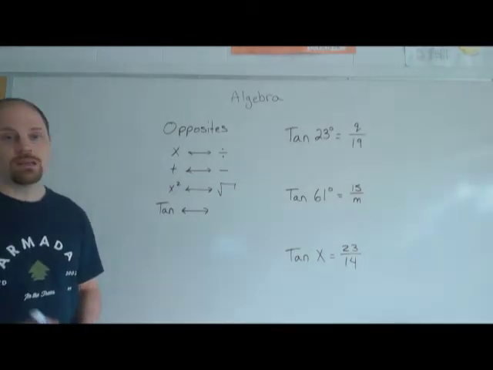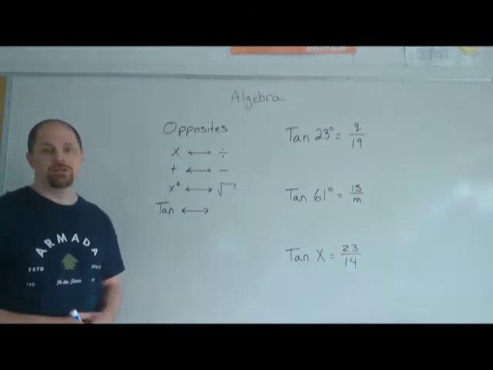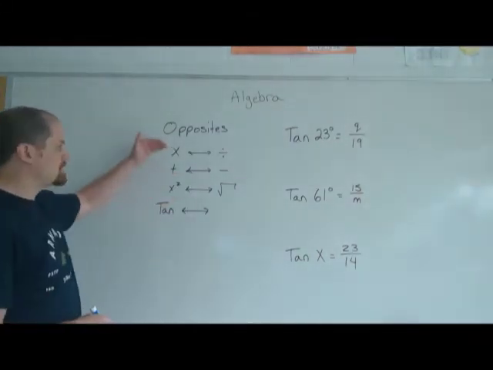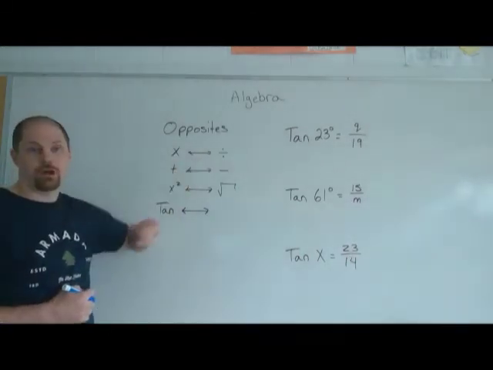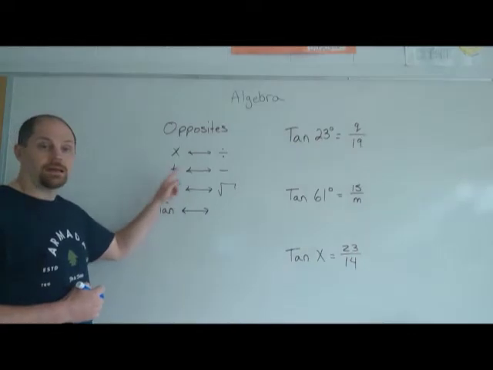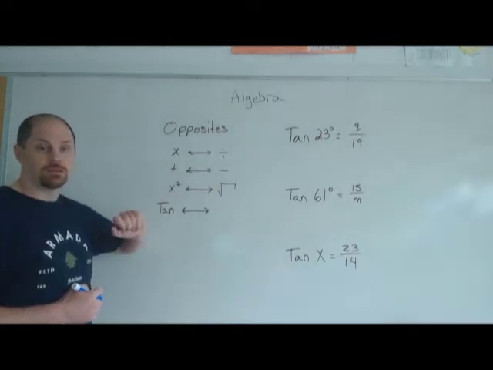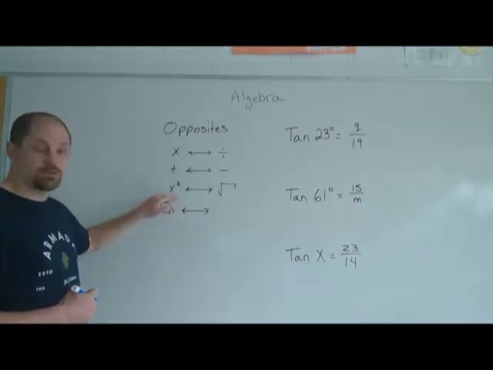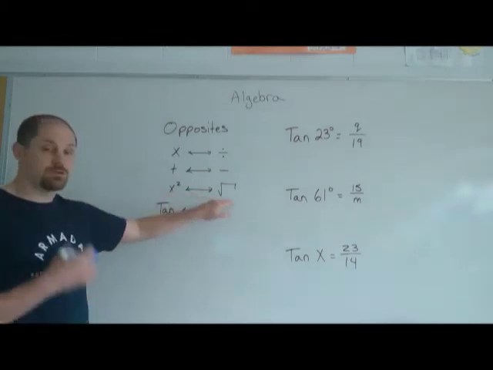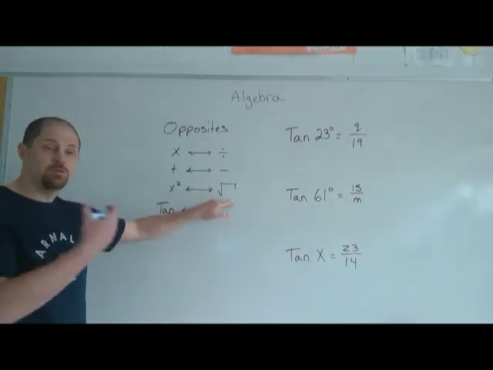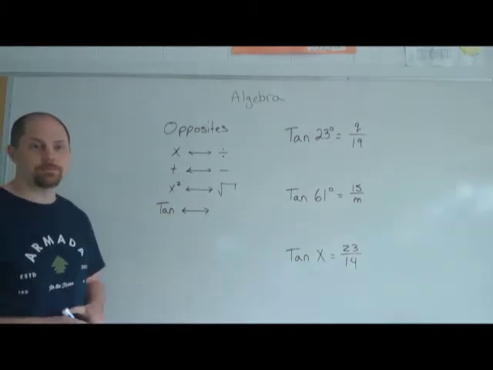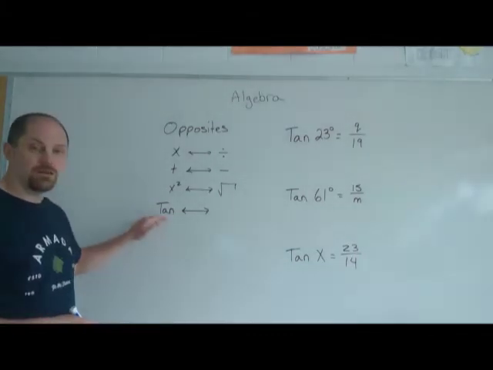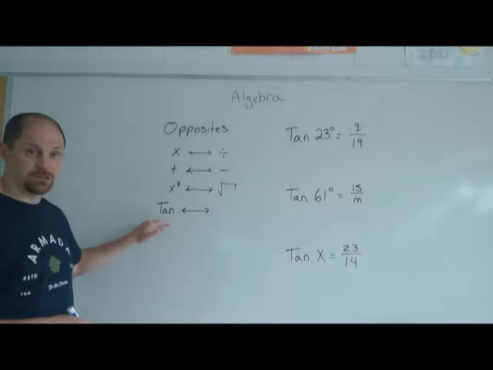The key thing with algebra is that we always have to do the opposite. So the opposites in math, everything in math has an opposite. Multiplication and division are opposites. Addition and subtraction, opposites. X squared, a squared, and a square root are opposites. If we multiply by 2, divide by 2, we end up with the same thing. Now the key thing here is, what's the opposite of tan or tangent?